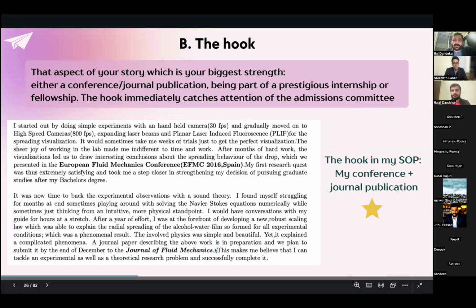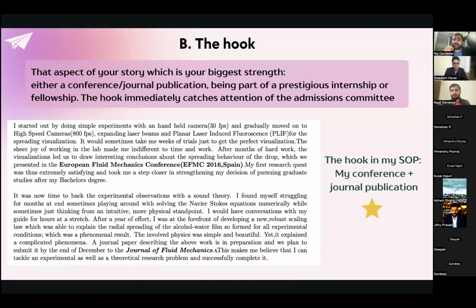Remember that grades are fixed after a certain point. So if the grades is not your hook, you have to work hard to cultivate your hook.